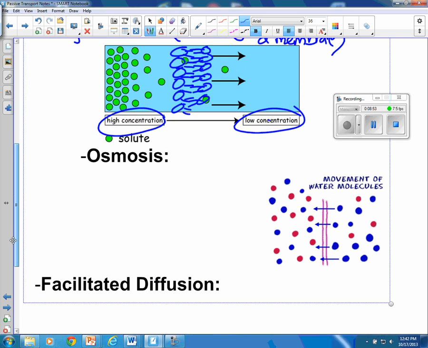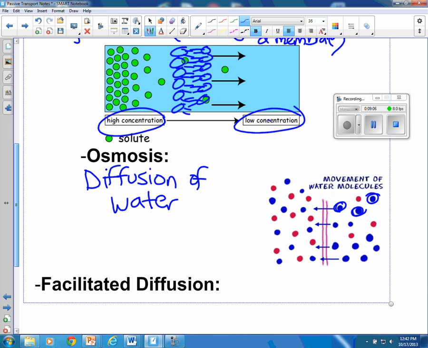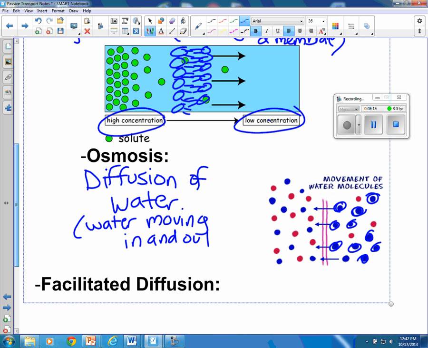Osmosis has to do with the same thing, but it's the diffusion of water. And this goes across the membrane too. Here you can see the blue things are water molecules, and they're moving through a membrane. This typically involves water moving in and out of cells. It's going to move from a high to a low concentration. Water molecules are like any other molecules, they move from high to low.